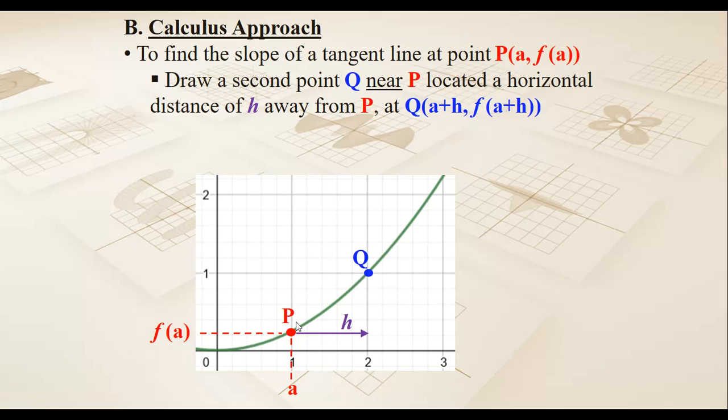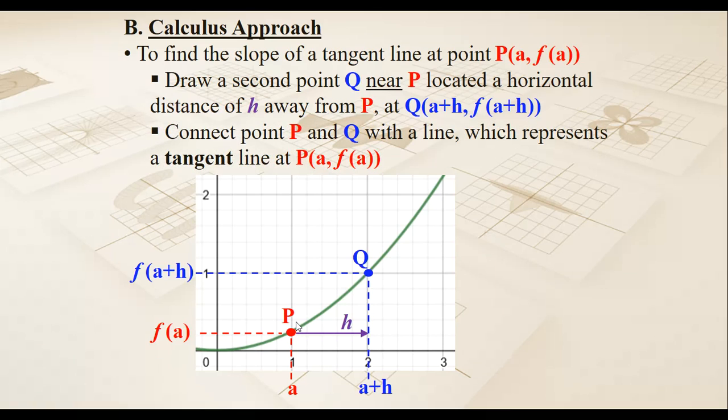Now, I also want to identify what the coordinates of point Q would be. Well, if point P has an x coordinate of A, and then I'm adding a horizontal distance of h, then the x coordinate of Q would actually be A plus h. Just the value of A from point P, but we've added that horizontal distance h. And if I want to know what the value of the y coordinate is, I would just evaluate the function at A plus h, that new x coordinate. So that would be f of A plus h. Okay, so now I have 2 points, point P and point Q, and they're relatively close to each other.